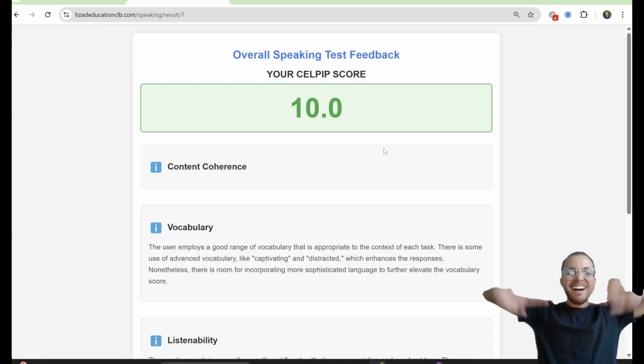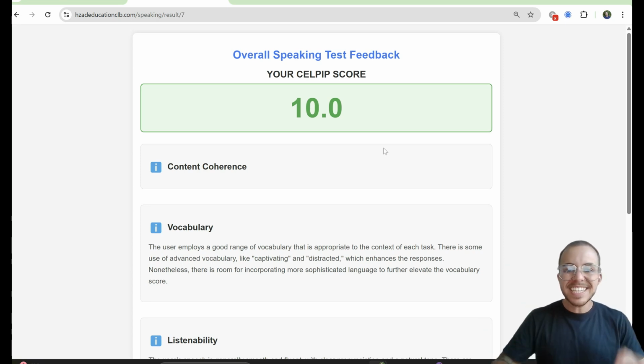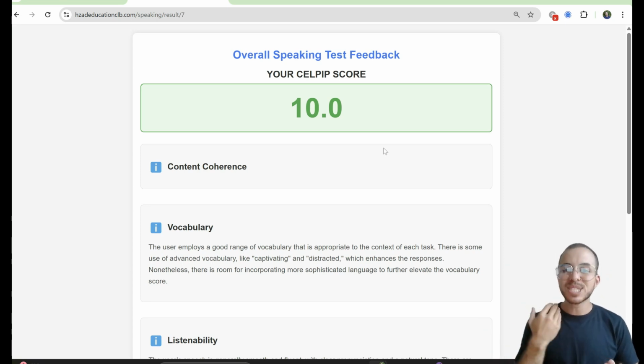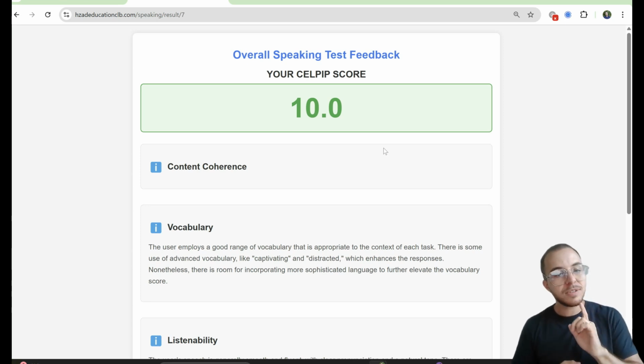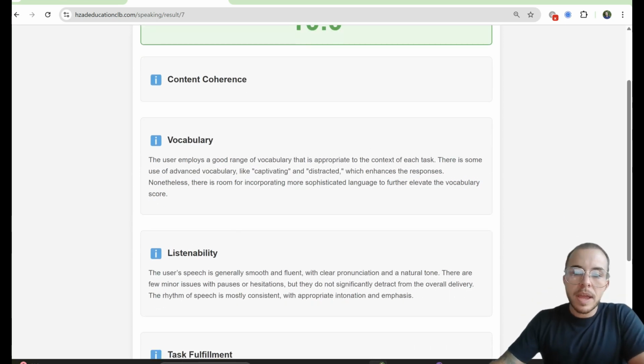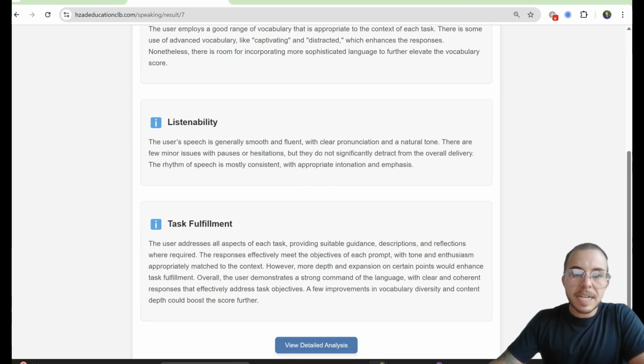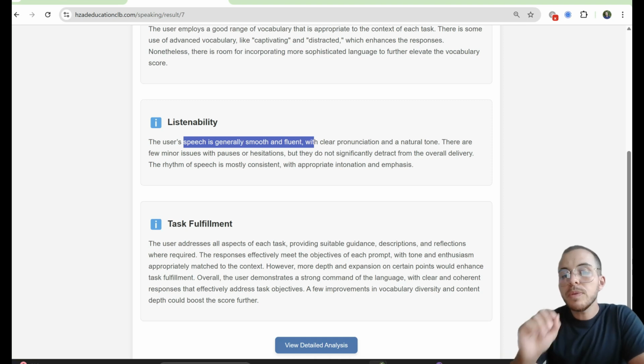My score! I got a 10! Oh, okay. On the HZAD education platform, it gives you your direct CELPIP score. I am pleased with this because if you remember, in the last video I got an 8. So I am happy to use vocabulary like captivating, distracting. Nonetheless, there is room. My speech was very clear, and I hope you noticed that my speech wasn't too fast.